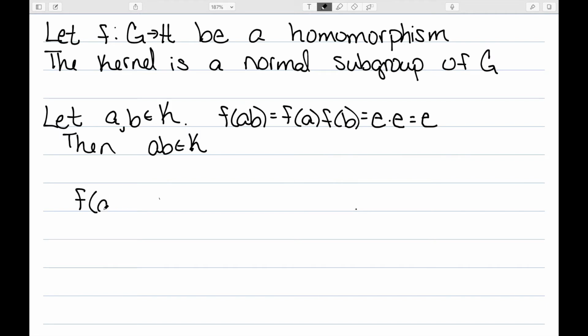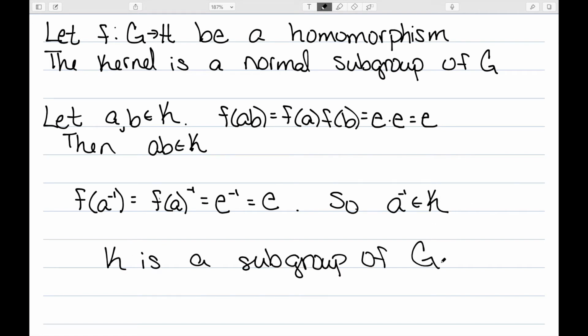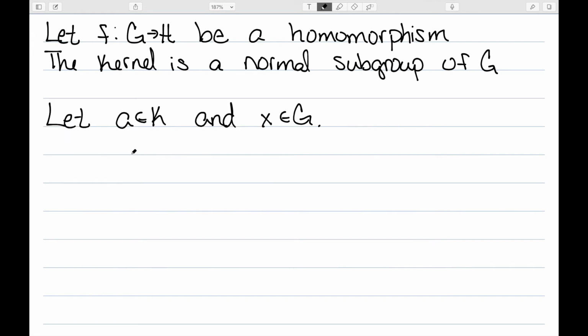We also know that f of A inverse is equal to f of A inverse. We know that f of A is the identity, since A is in the kernel, and the inverse of the identity is the identity. So that tells me that A inverse is also in the kernel if A is. So this is a subgroup. Now that we have it's a subgroup, I need to prove it's a normal subgroup. So let's take an element of the kernel, the thing I'm claiming is a normal subgroup, and an element of my group.